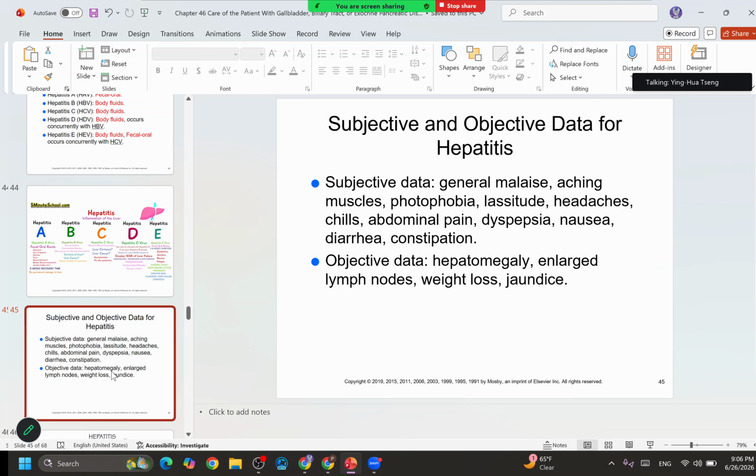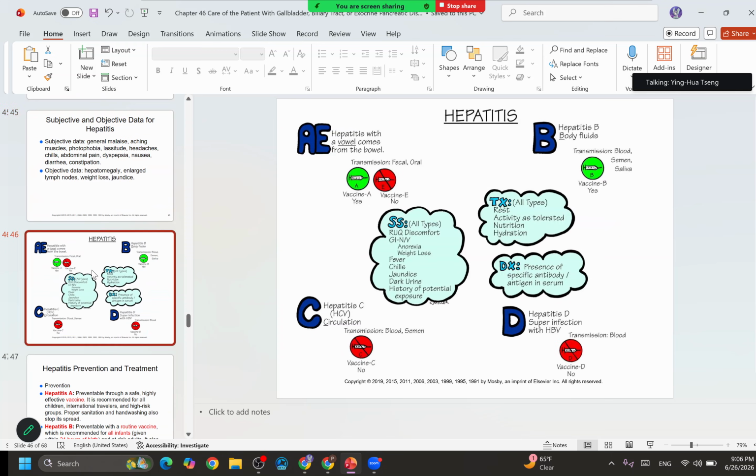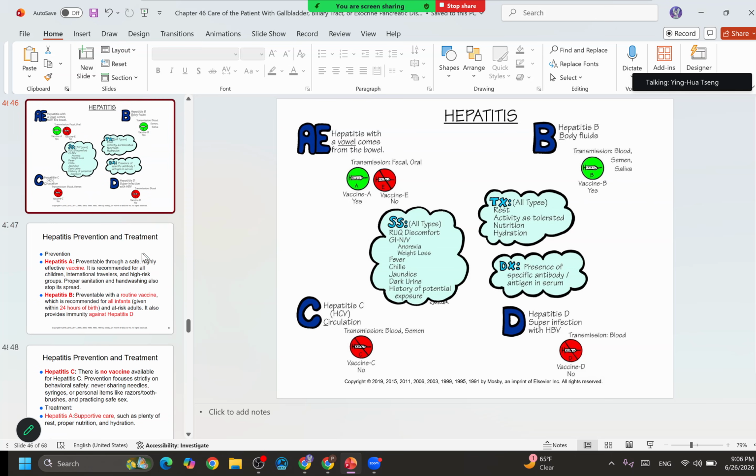All right. This is subjective and objective data, so you can read it by yourself. What are the signs and symptoms? Usually you feel fatigue and some aching muscles. Usually fatigue and also jaundice, and the lymph nodes get bigger, and weight loss. This is a little bit like what we talked about before, for hepatitis A, B, C, D, E. You can read it by yourself.